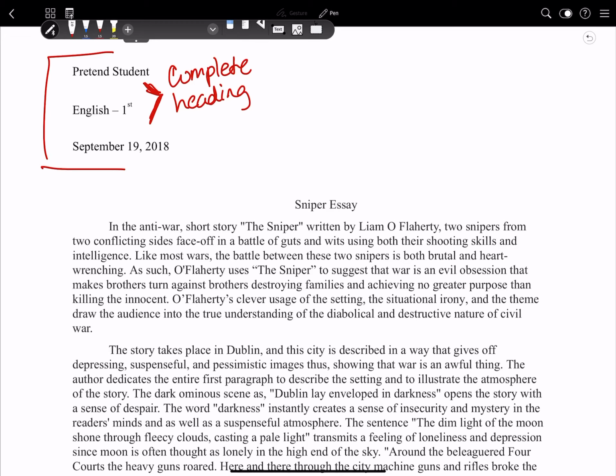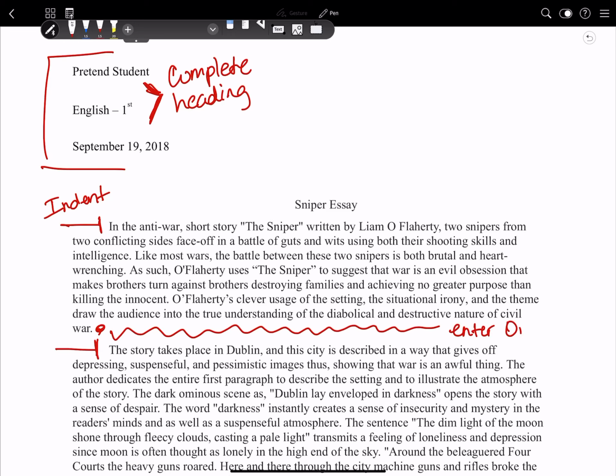Some other features as far as the setup. Notice that she has indented her paragraphs. You need to indent your paragraphs as well. If you do not indent them, you will lose points. You also don't need a lot of spacing between paragraphs. Basically, when you get to the end of the line, you need to hit enter one time.